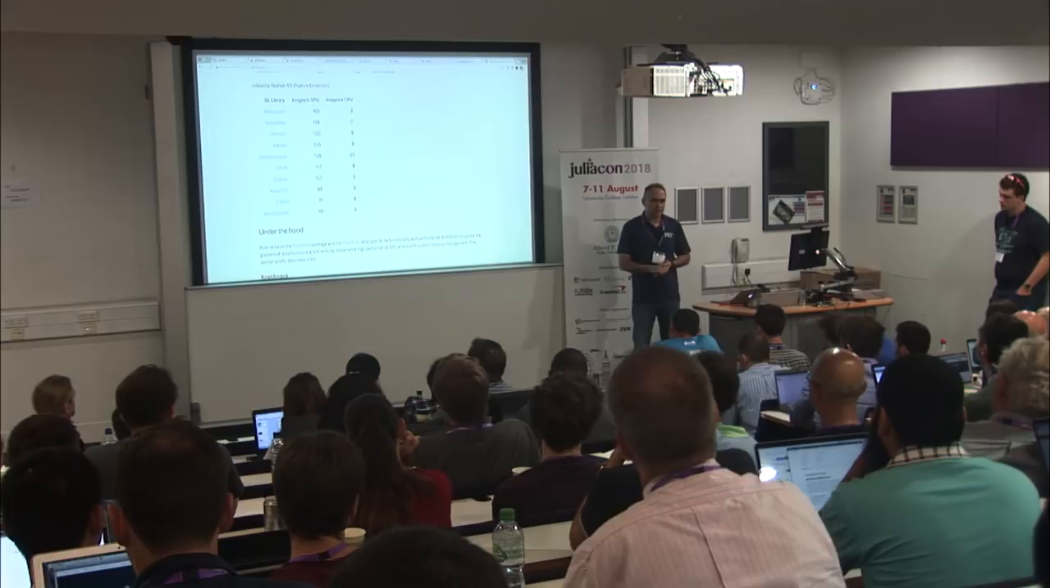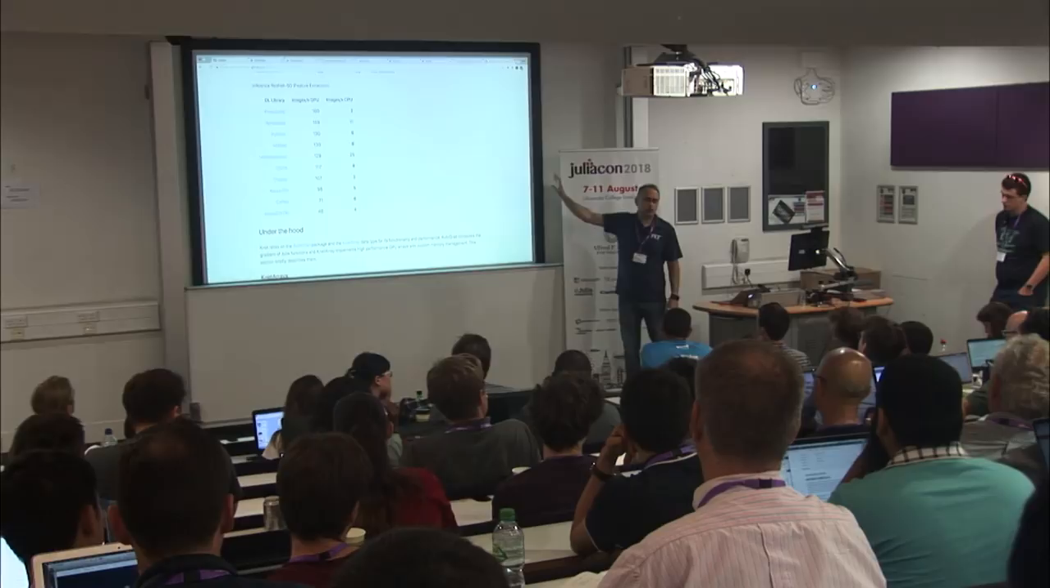The MXNet tested here, is it the Julia one or the original one? This is the original MXNet. The only Julia entry here is the KNET one. All the other ones are the original packages.